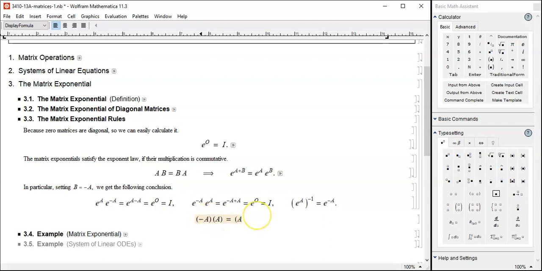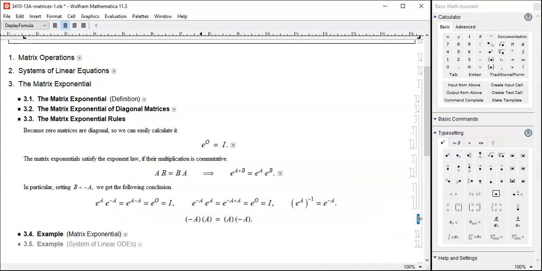This is equal to A times negative A, because what is negative A? Simply scalar multiplication by negative 1, and then I can multiply the scalar into the matrix. So no problem there, they commute. So I can apply the exponent rule. And here we go, e to the A power times e to the negative A power. We get e to the 0 power, so that's I. Conclusion: e to the negative A is the inverse matrix of e to the A power.